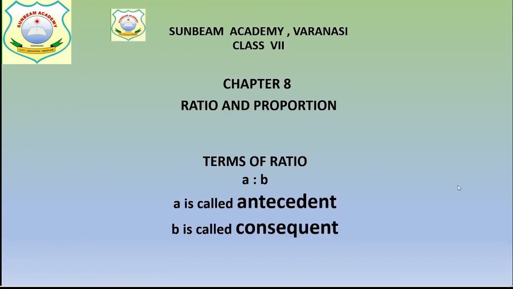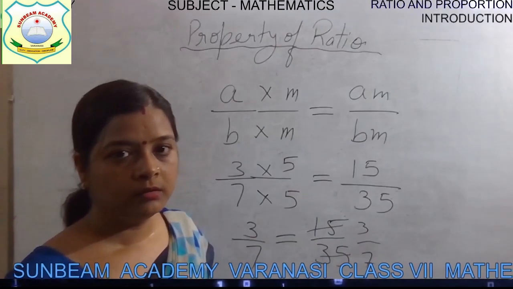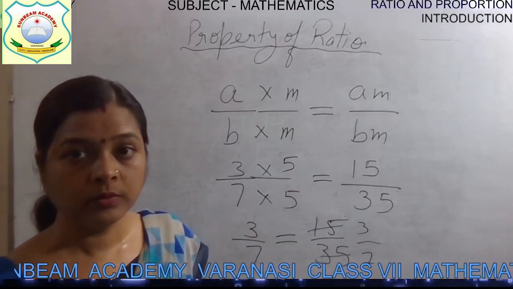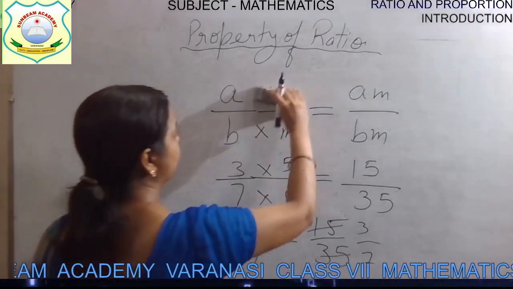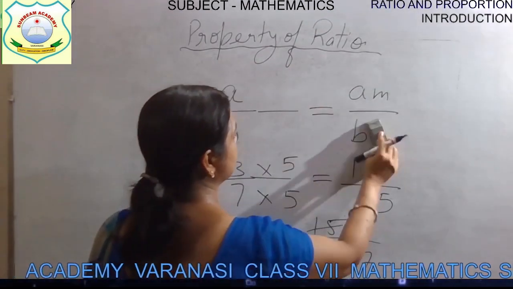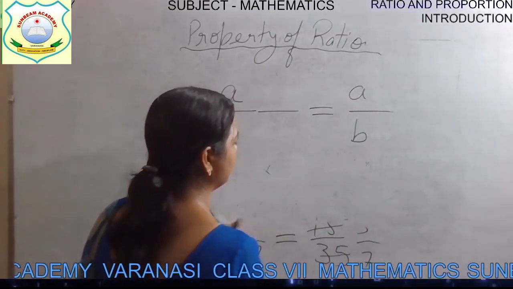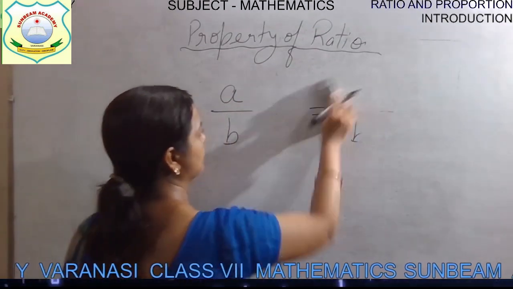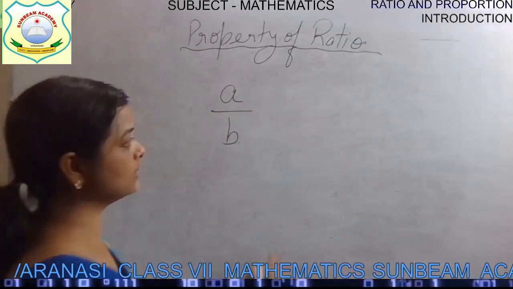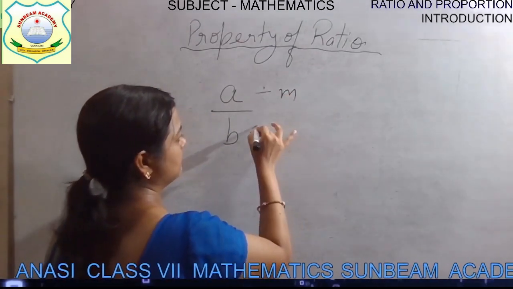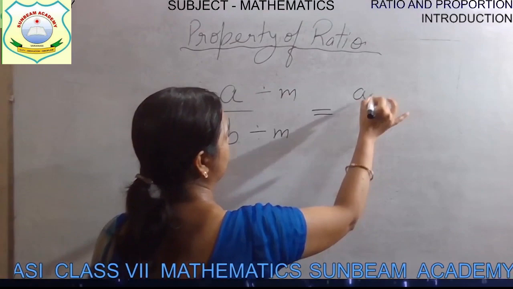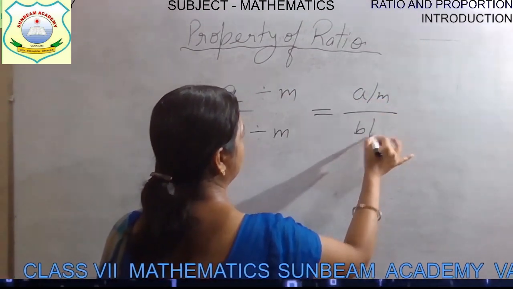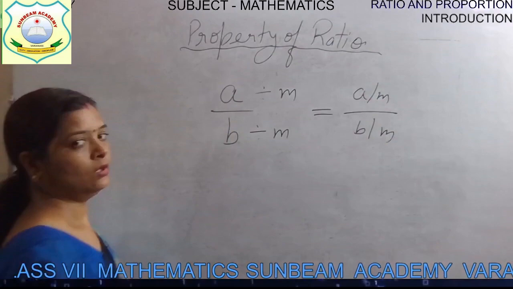This is my first property. Now let's go for the second property. What if I divide the same number in the numerator and in the denominator, the first term and the second term? If the ratio is given and I divide it by the same number, children, whatever answer you get, A by m, B by m, it will always be equal to the original ratio.